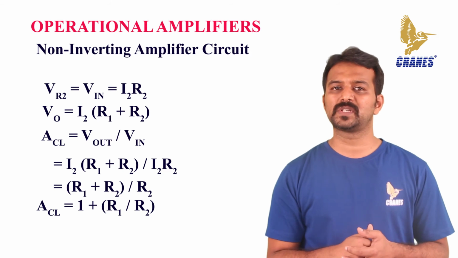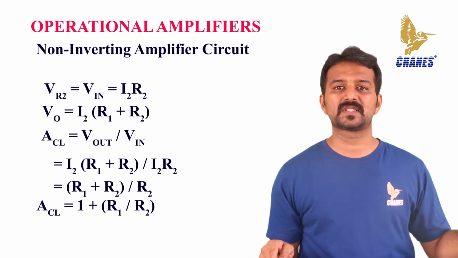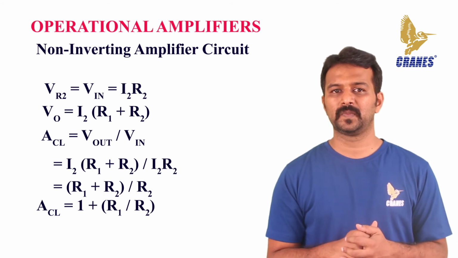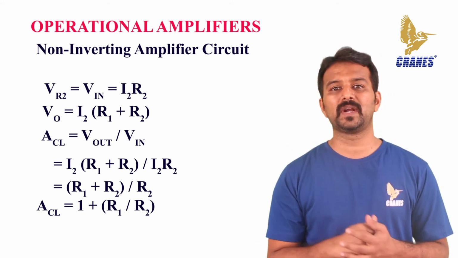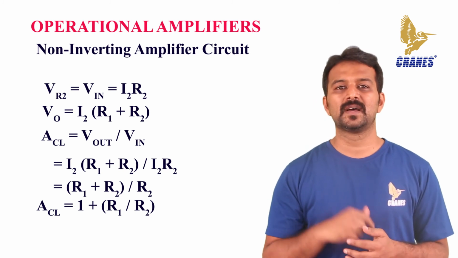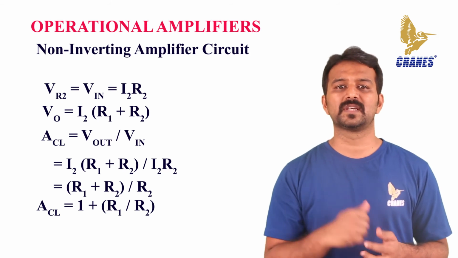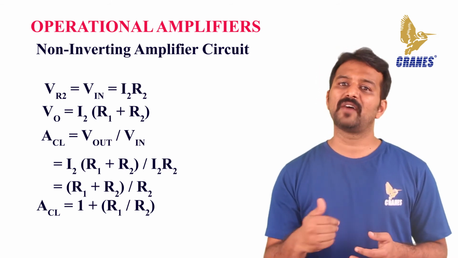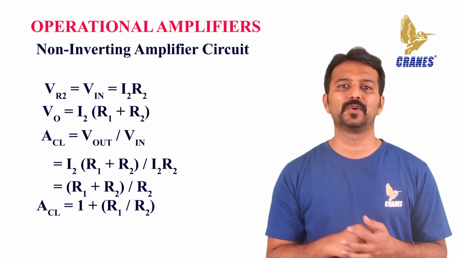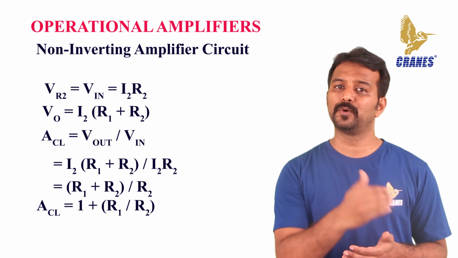The above gain equation is positive, indicating that the output is in phase with the applied input signal. The closed loop voltage gain of a non-inverting amplifier is determined by the ratio of the resistances R1 and R2, which are used in the circuit. Practically, non-inverting amplifiers will have a resistor in series with the input voltage source to keep the input current same at both the terminals.